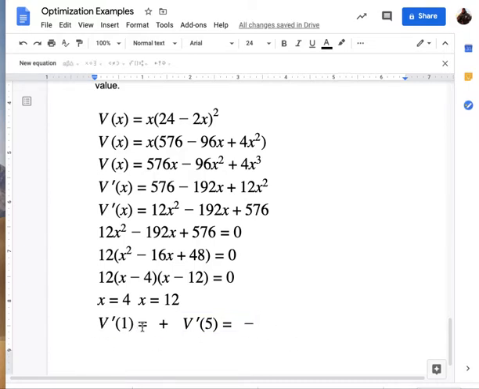So if we're increasing on values to the left of 4 and decreasing on values to the right of 4, that means we had to at some point hit a maximum value. So we know x equals 4 is going to be the correct solution.